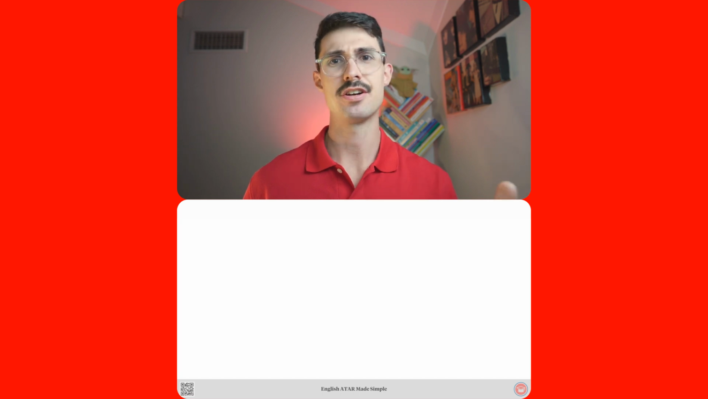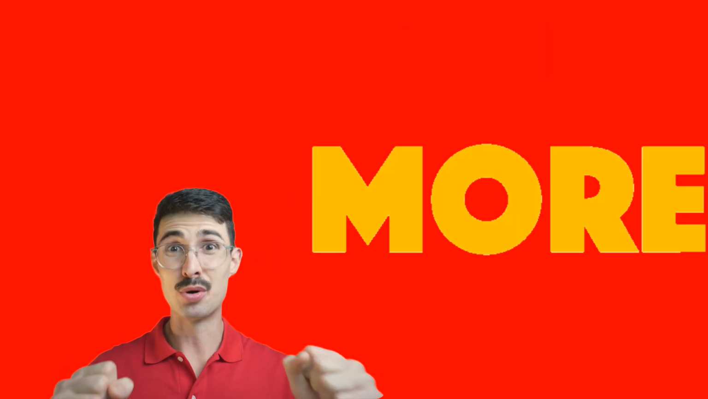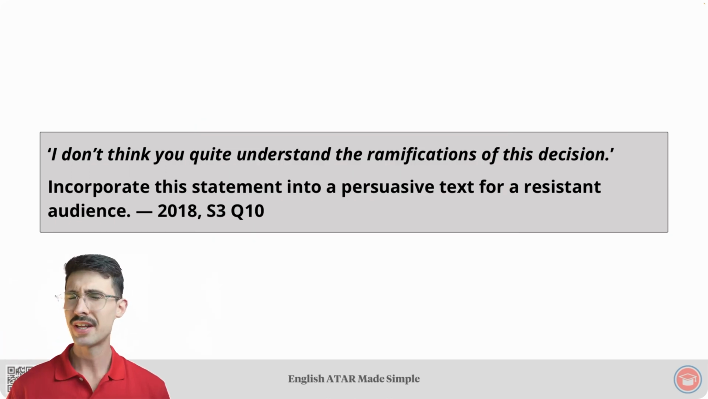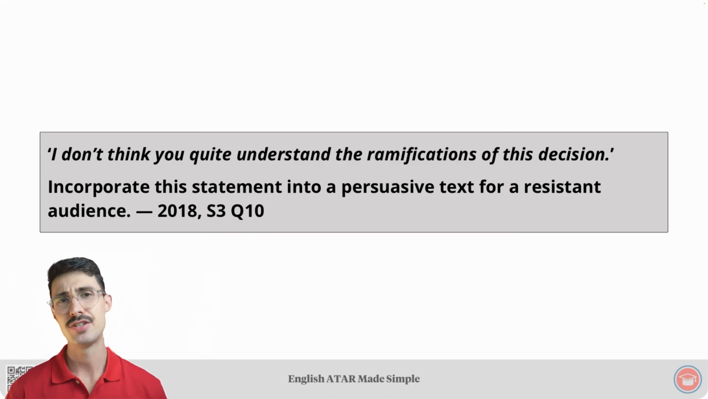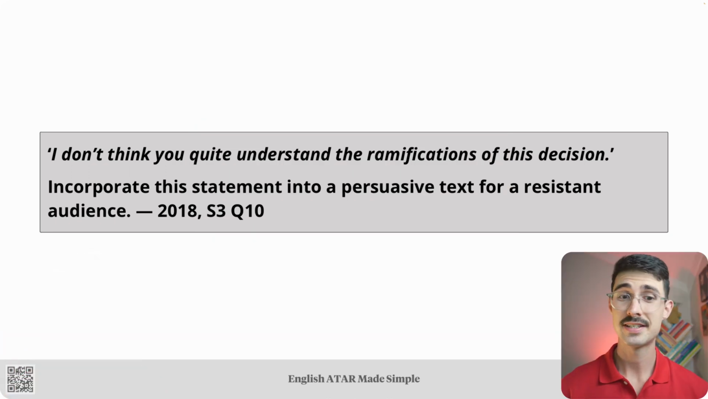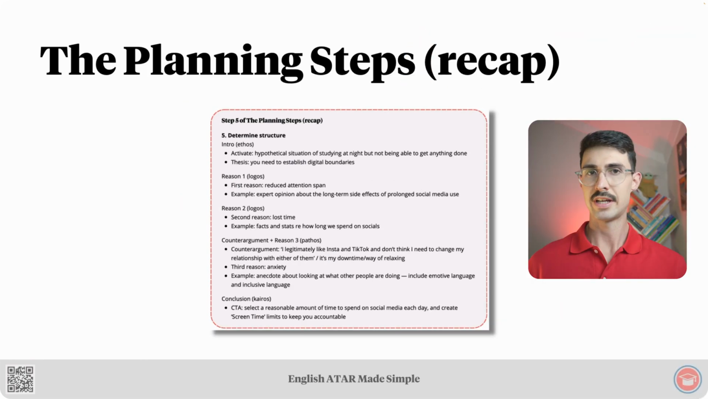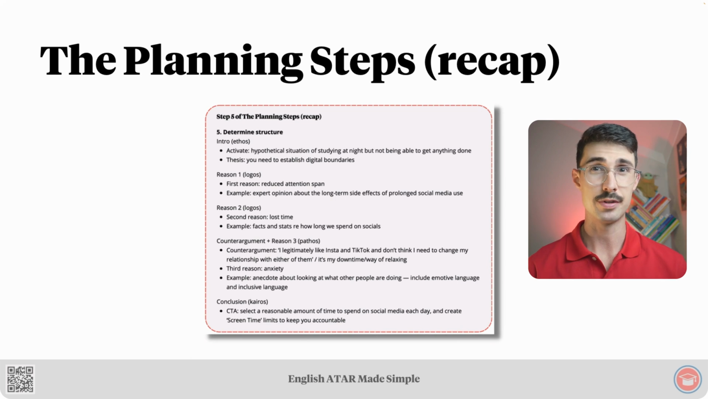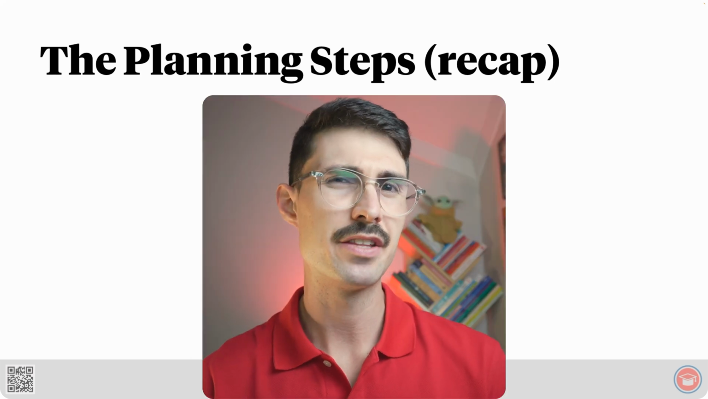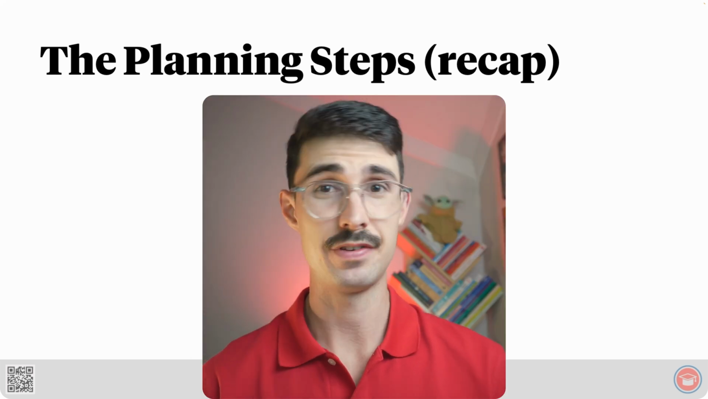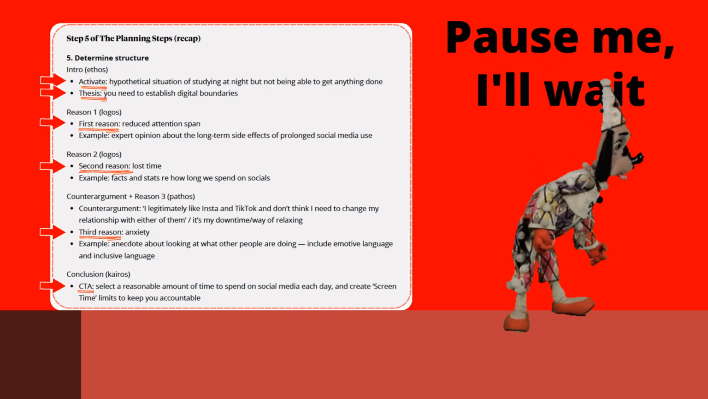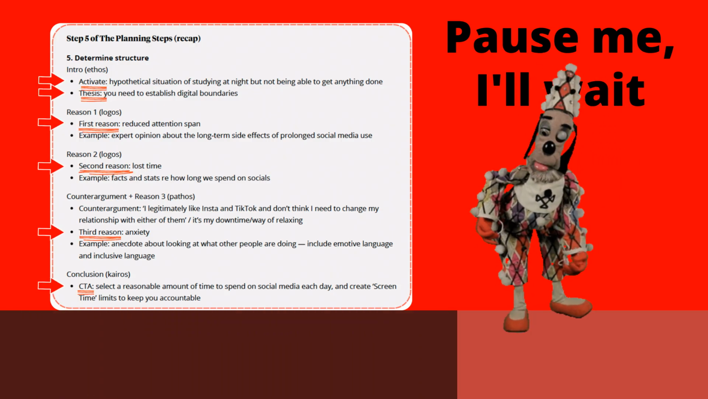Let's turn to example number 1. One more time, here's this question. I don't think you quite understand the ramifications of this decision. Incorporate this statement into a persuasive text for a resistant audience. The planning steps recapped. Here's step 5 of the planning steps for this question. Pause the video and read the following underlined element of this step of the planning steps. Try and identify where those underlined elements appear in the following conclusion that we're going to read out.